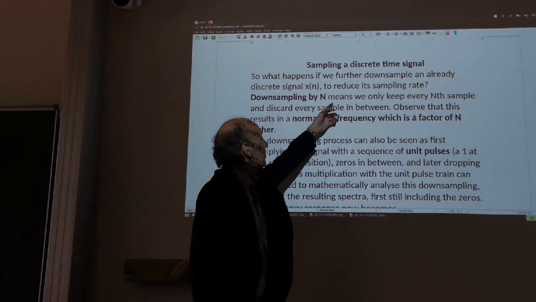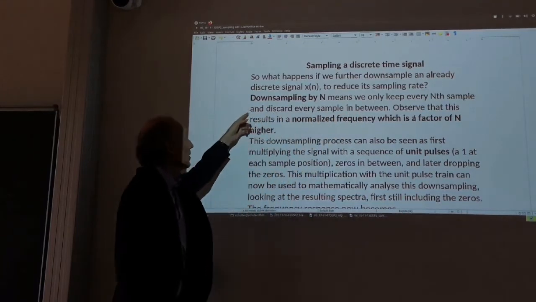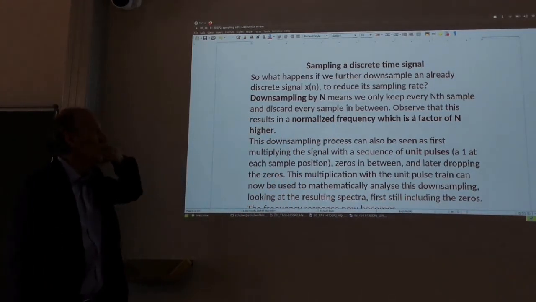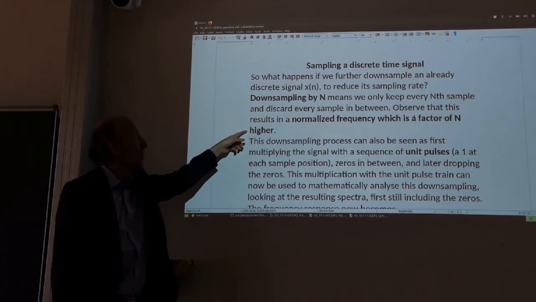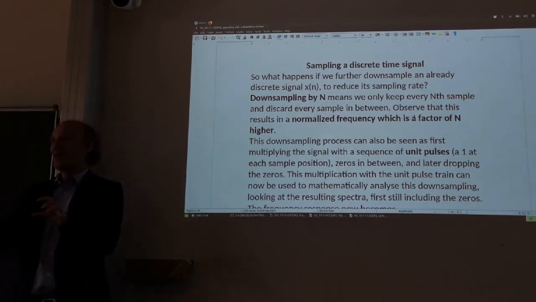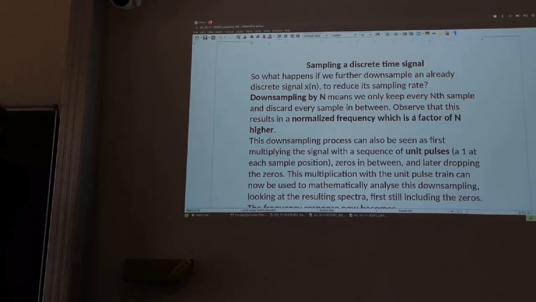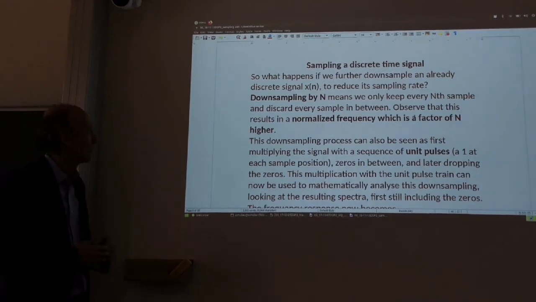So downsampling by N means we only keep every Nth sample and discard every sample in between. Observe that this results in a normalized frequency which is a factor of N higher. If we change the sampling rate, we change the normalized frequency accordingly, because now we have a different sampling rate. So that's something we have to keep in mind.